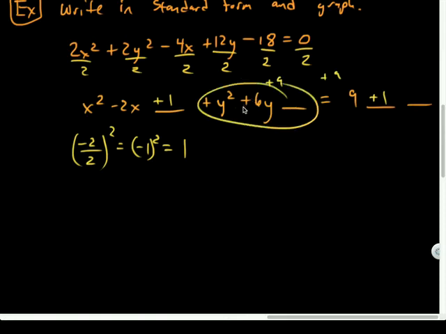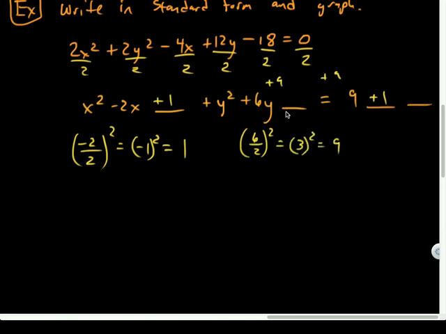And now let's see for the y's. Let's find its new c term, so to speak. So I'll take the 6, divide by 2, and square it. So that's 3 squared. It's equal to 9. So I'm going to add 9 here. And I can't just do it there. I've got to add it to the other side as well.